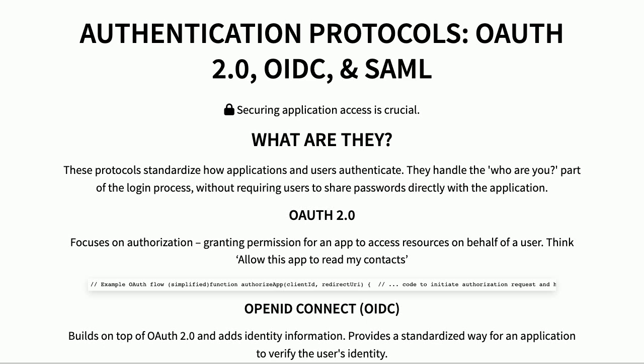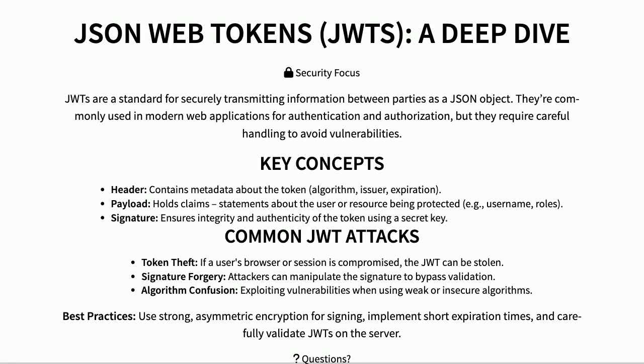OAuth 2.0 deals with authorization, letting apps access resources like contacts or calendar events on behalf of a user without needing passwords. OIDC takes that further by adding information about who the user actually is. It's built on top of OAuth and provides a standardized way to verify identity. Finally, SAML is more commonly used in larger organizations for single sign-on, meaning you can log into multiple applications with one set of credentials.